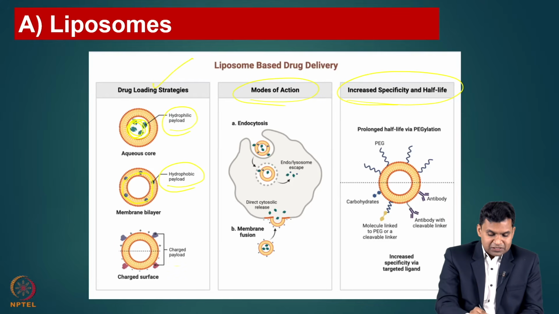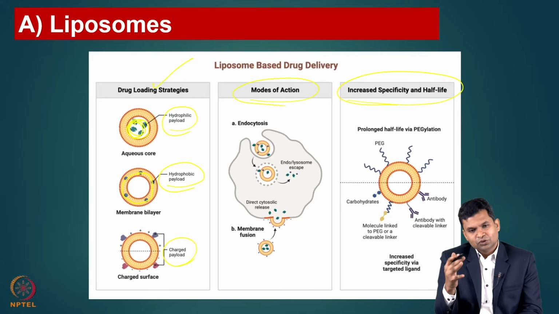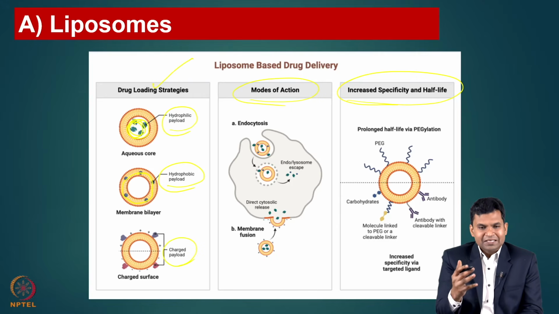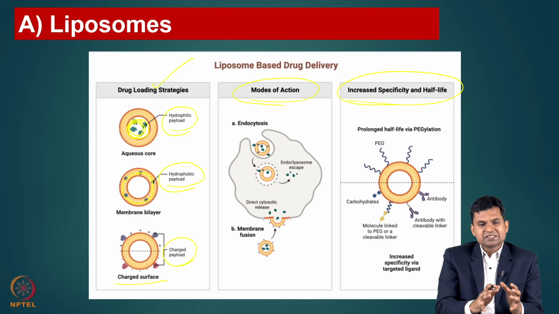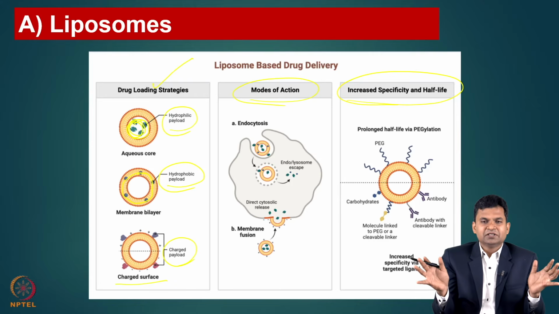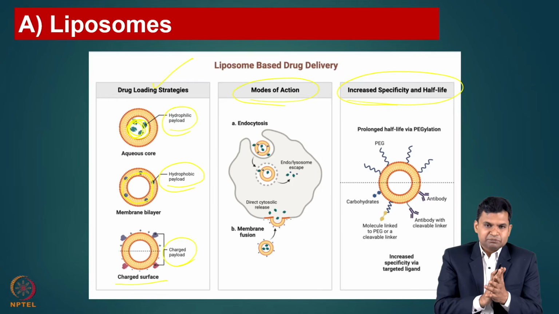Now, you can also conjugate with various polymers, you can modify the surface with monoclonal antibodies and also with ligands. You can also modify the overall surface charge or surface of the liposomes. With this, you can encapsulate a variety of biological molecules, drugs, and protein peptides in one system.